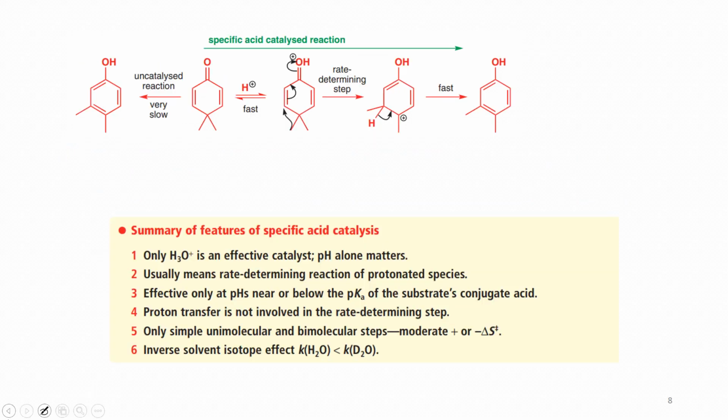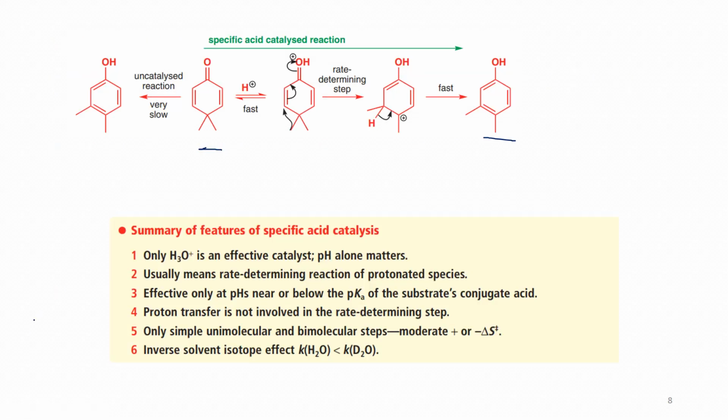So they have asked for the mechanism, they have given a reaction here. This is another example of a specific acid catalyzed reaction where this ketone undergoes a protonation, forming this type of protonated intermediate, and then this moves and one of the methyl groups gets shifted and forms our desired phenol, a substituted phenol compound.